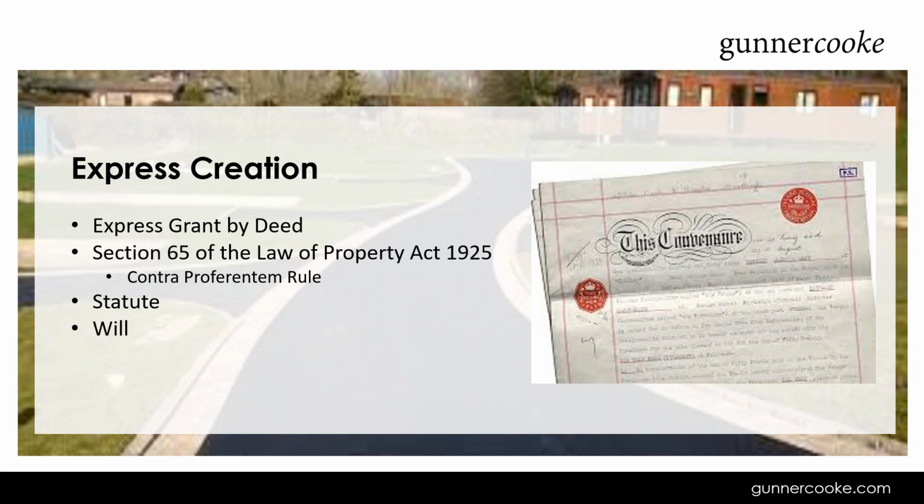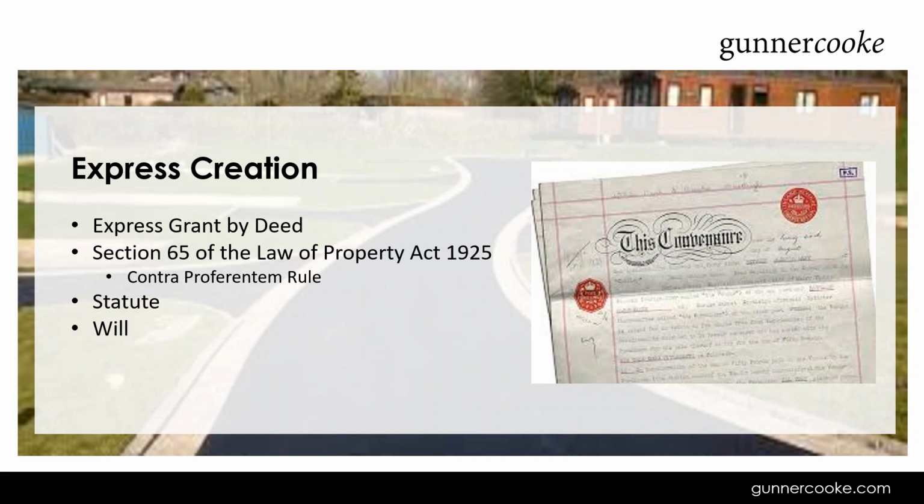So express creation then, the most obvious one is by a deed. So the parties have decided that they want to grant a right of way, or they want to grant a right for someone to put utilities over their land, and so on. So what they do is they record it, usually within the conveyance or alternatively in a separate deed, and then that becomes a legal easement by express deed.